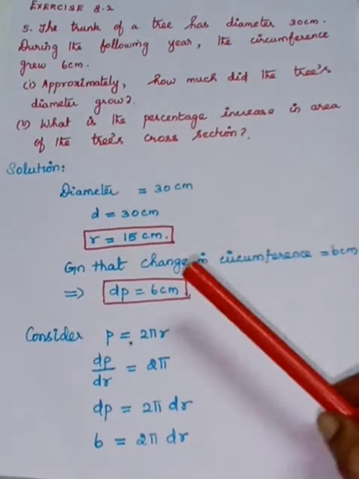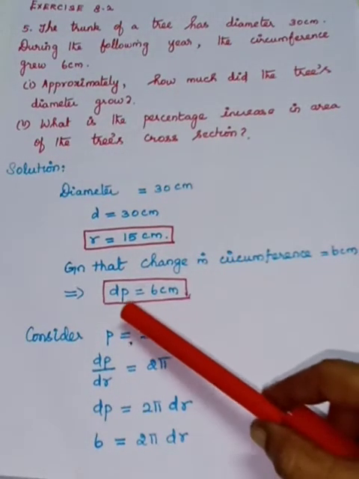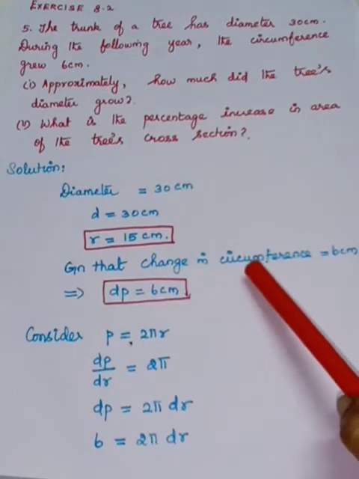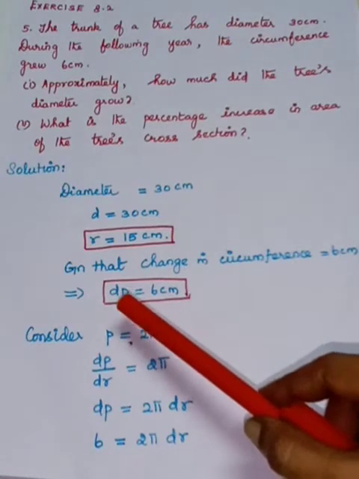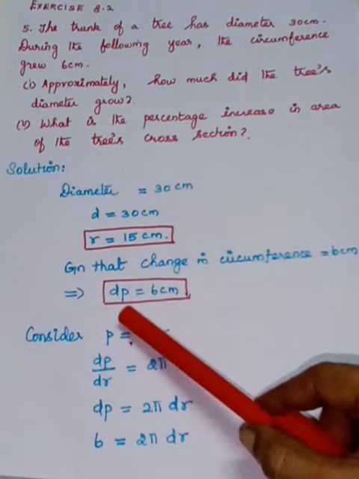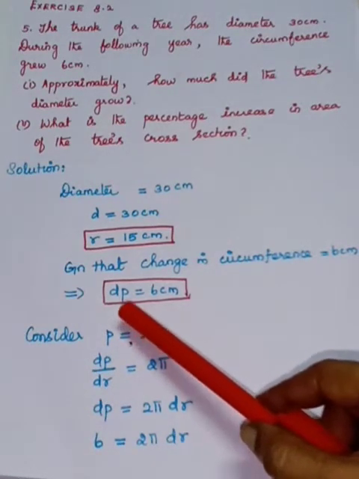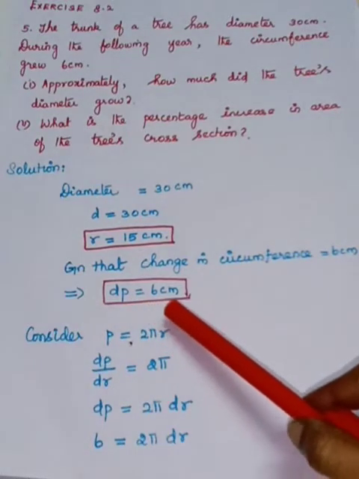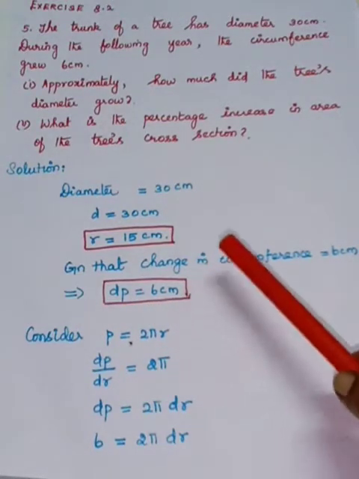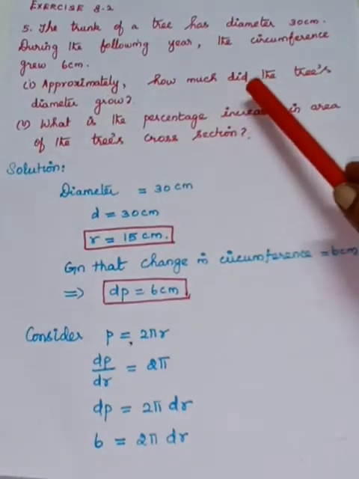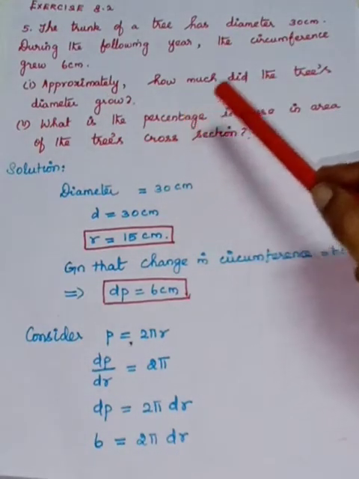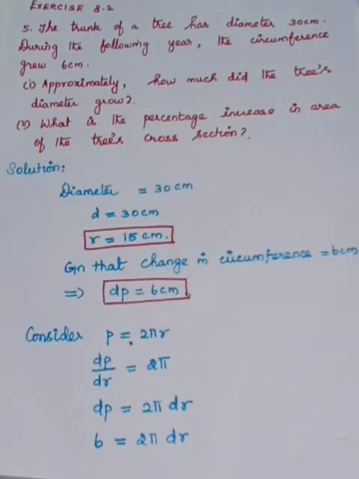So if I denote the circumference by P, the change in the circumference, that is the increment or a small change in circumference, is dP. That is the differential. Upper dP, what is given? It is 6 centimeters. So what is the first one asked? Approximately how much did the tree's diameter grow? Grow means what is the change? You have to find that out.